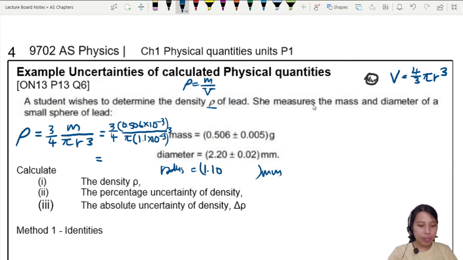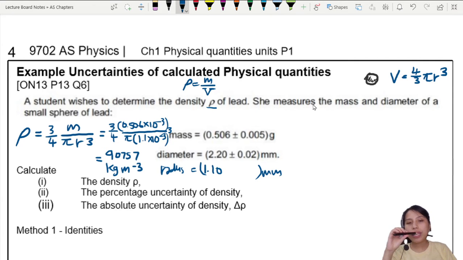This value, if you plug in everything, we should get a pretty big value actually. Very high density. 90757 kilogram per meter cube. Okay, that's the first part. So we got density. Great. Now the uncertainties. This is where it gets fun.